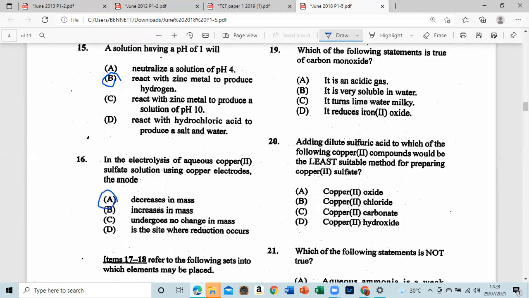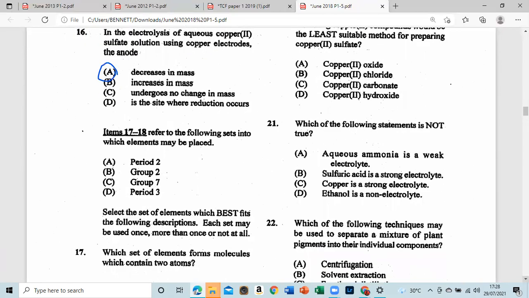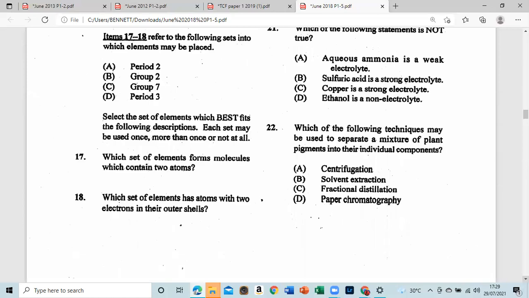On to 17, 18, and it refers to the following set into which element can be placed: period 2, group 2, group 7, or period 3. So here are the options at the top. And now it says select the elements which best fit the description. Each set may be used once, more than once, or not at all. Number 17, which set of elements form molecules which contain 2 atoms?